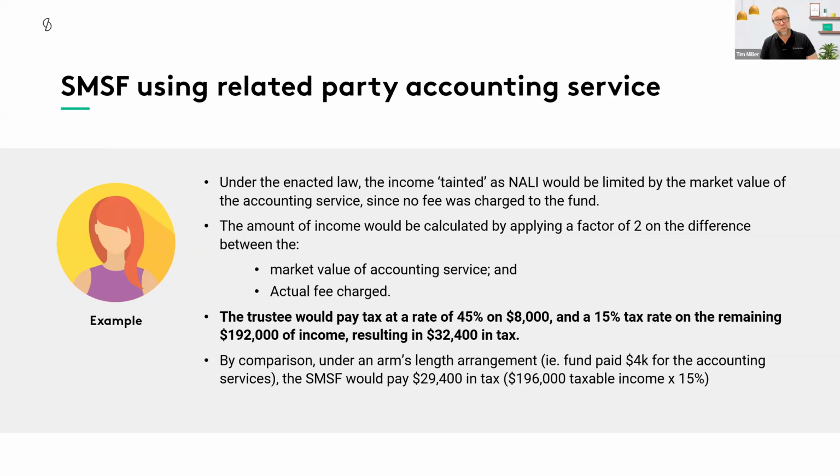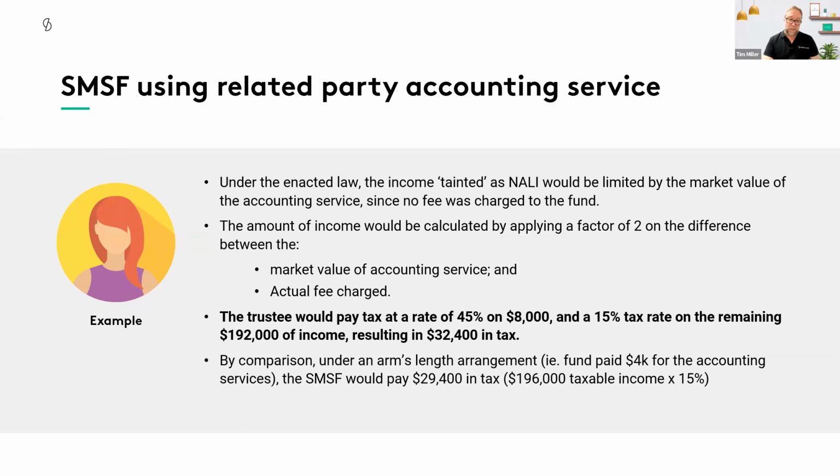However, if this was an arm's length arrangement, so the fund paid for the accounting services, then the taxable income is going to be $196,000 because we've got that deduction to offset it, and we're paying $29,500 in tax. So we can see the NALI implications here. Obviously, it's annoying where we've got that additional $3,000 tax liability to pay. But if there's a one-year slip up, that's recoverable, right? $90,000 tax is not recoverable. $3,000 tax is recoverable if we take the steps to fix the situation.